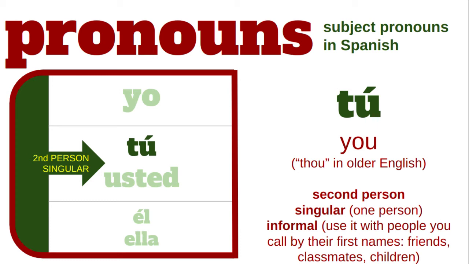In older English, this form would be thou. And if you look at how thou and tú are spelled, you can see there's a little similarity there. They both have the letters T and U. It's just that in English, we have some extra letters there in the middle. That might help you remember it. Tú is the informal form of you in Spanish.